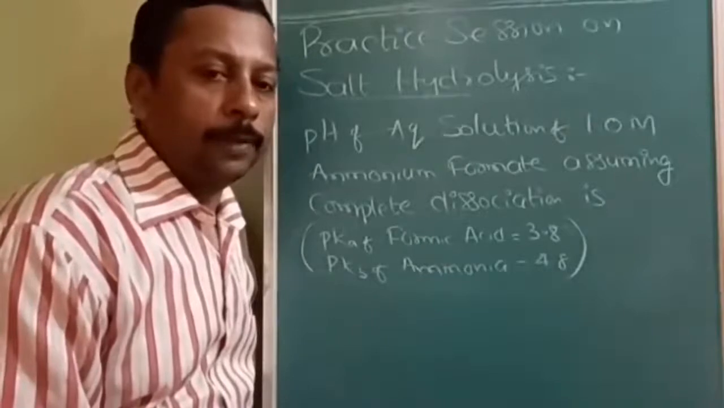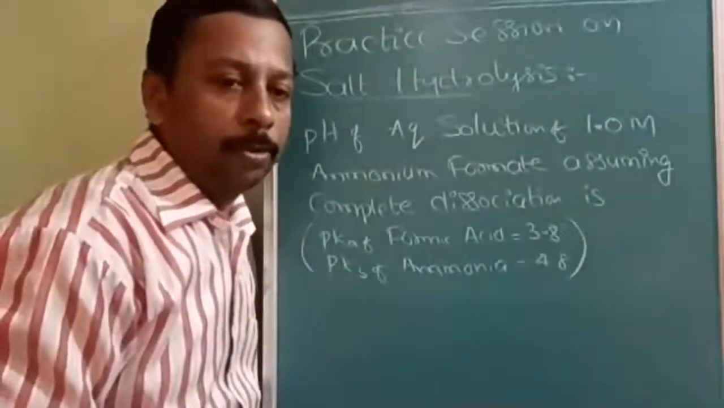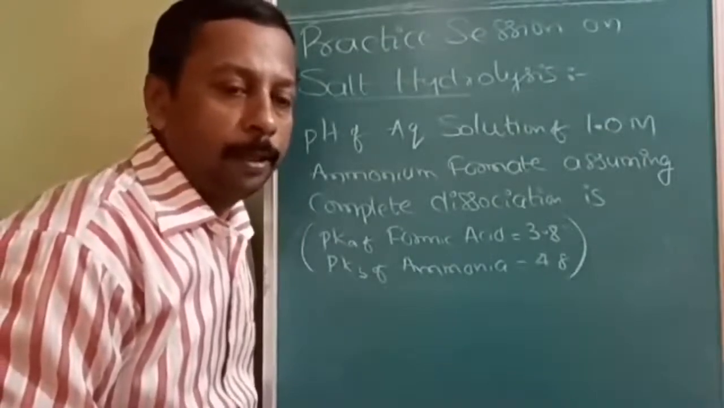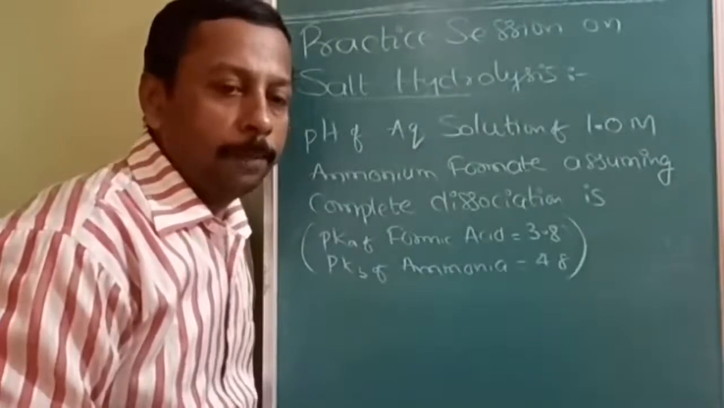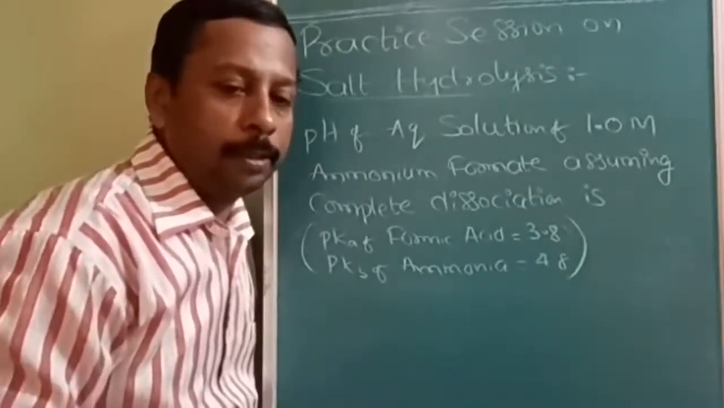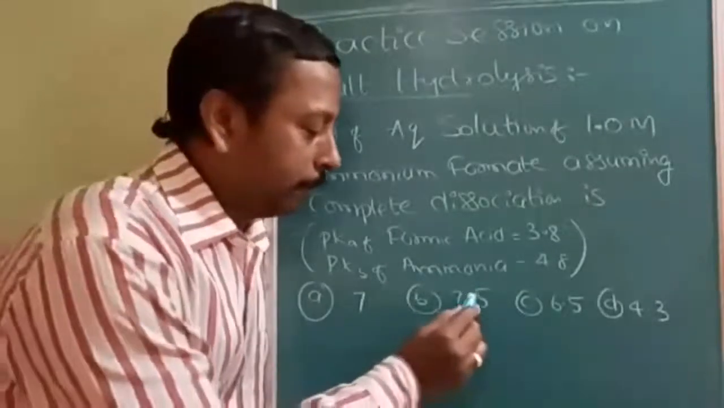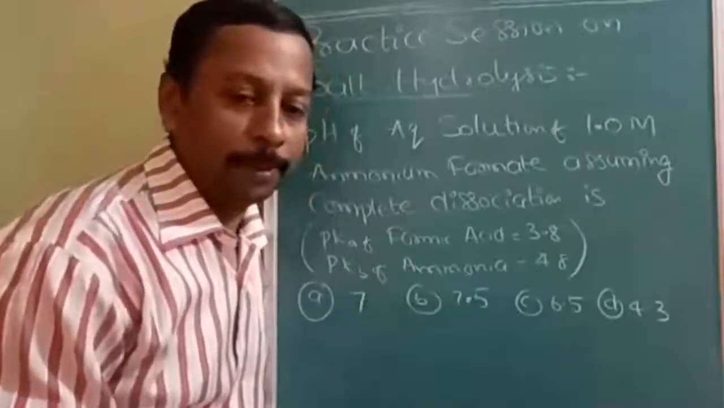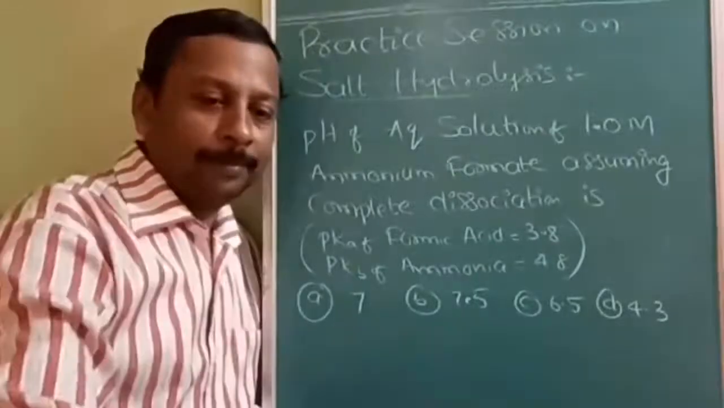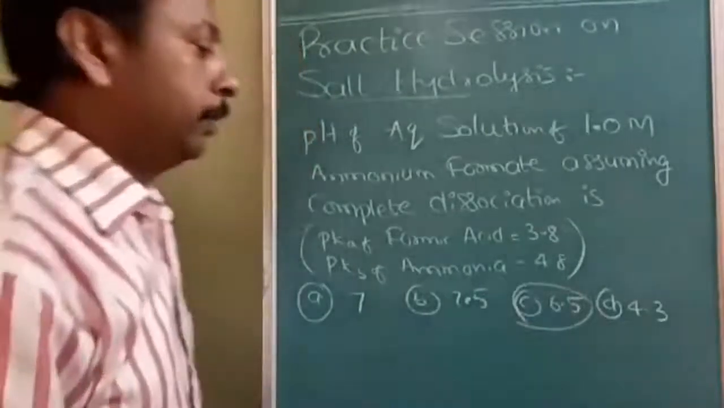Okay, another question. pH of an aqueous solution of 1.0 molarity ammonium formate, assuming complete dissociation. pKa of formic acid is 3.8, ammonia is 4.8. Okay, options are given: 7, 7.5, 6.5 and 4.3. Okay. Now you can do it. Okay, answer is 6.5. Okay, which formula will you use?